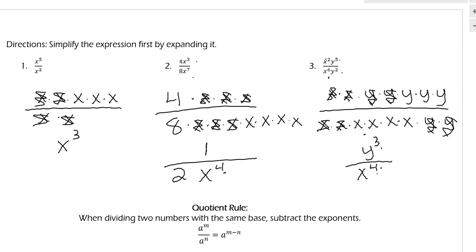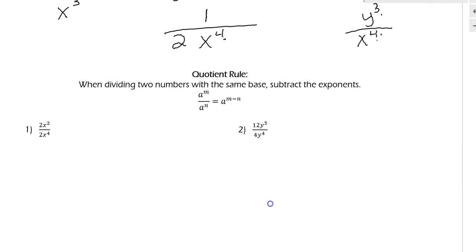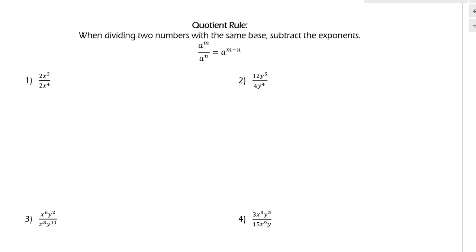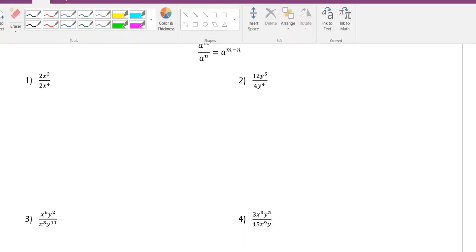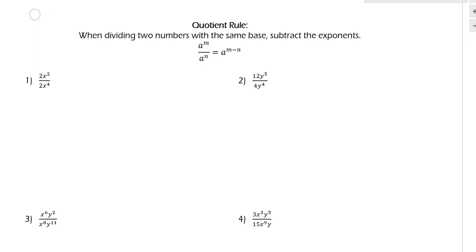Now the weird thing is, how do you know where it goes? Wherever your larger exponent is, that's right. My larger exponent was on top, my larger exponent was on bottom. For x's on bottom, for y's, the larger one was on top. Okay? So when dividing two numbers with the same base, you subtract your exponents. Okay? So the same rule applies with these coefficients.